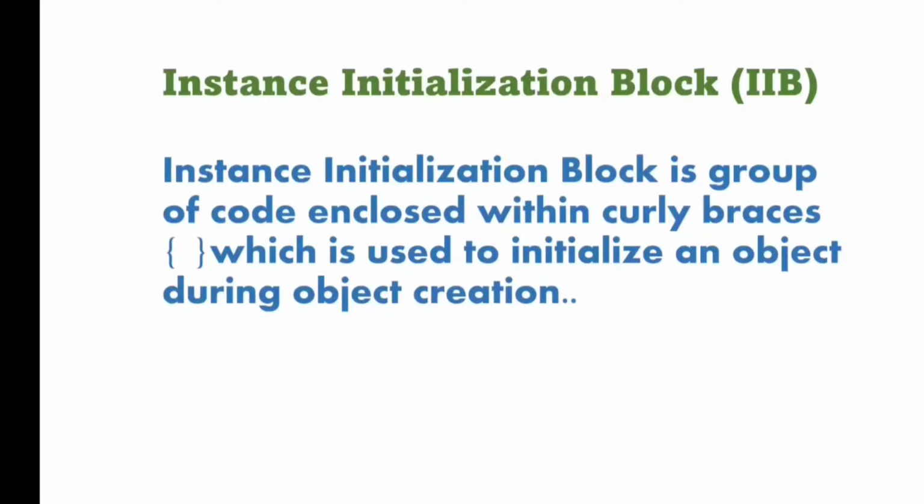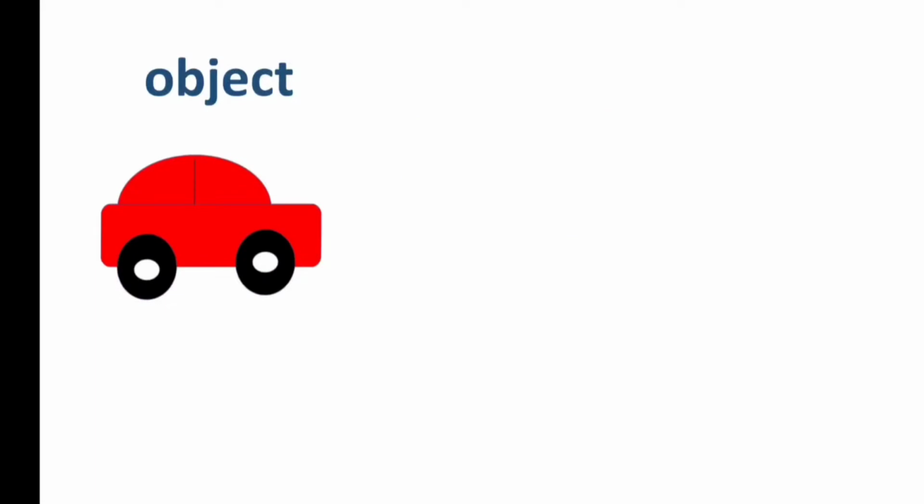Now the question arises that if we have a constructor to initialize an object, then why do we need instance block in Java? Because constructor is also used for object initialization, that we have already discussed in the Java constructor tutorial. So the question comes, what is the purpose of instance block in Java? Let's understand with the help of an example.